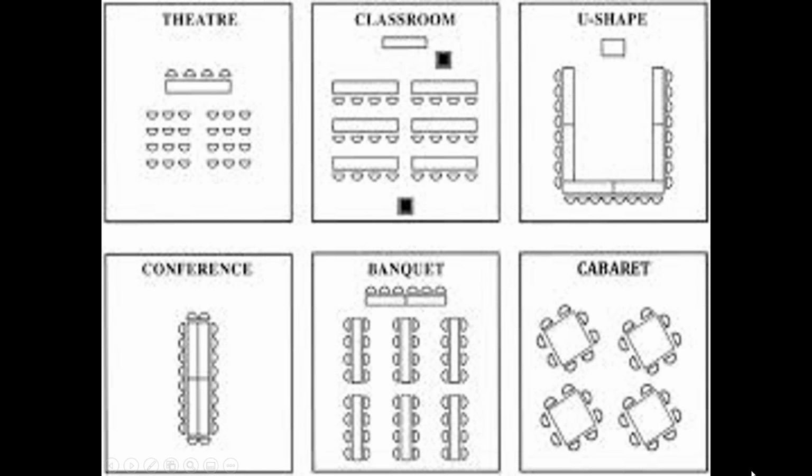What you're seeing on this screen here is the various configurations for meetings. And I'll just go through this with you. I'll start with theatre and go clockwise, because you've all seen these configurations in your work and outside work. Each of those configurations has its strength and it has its weakness. So let me go through that.